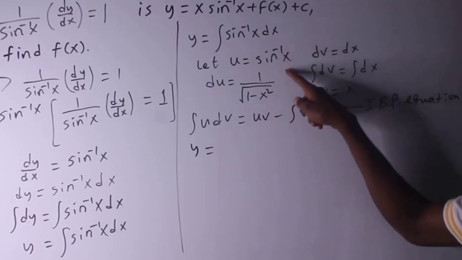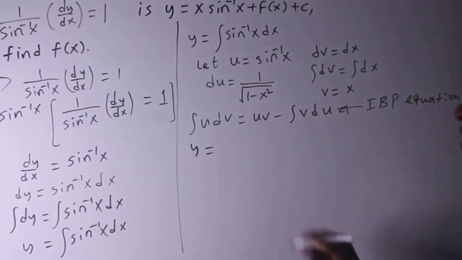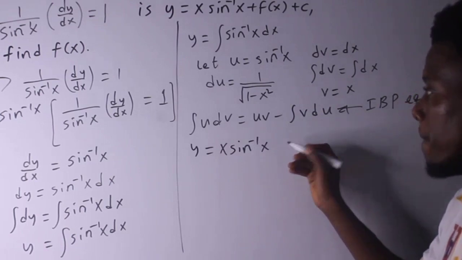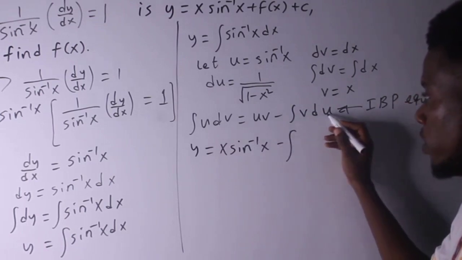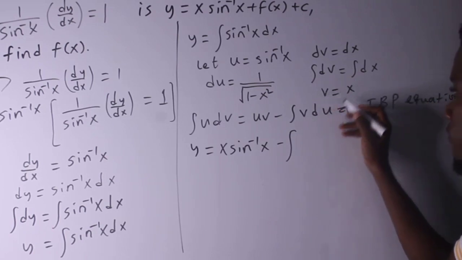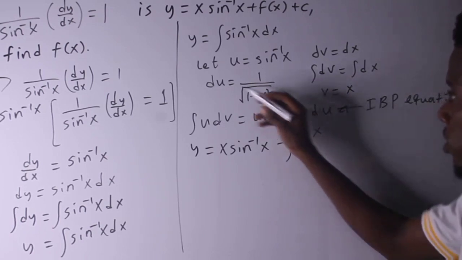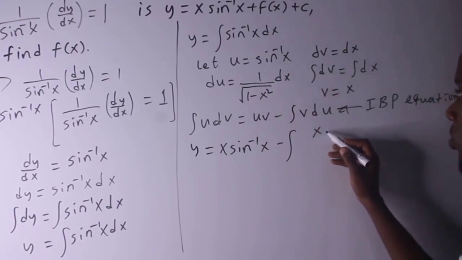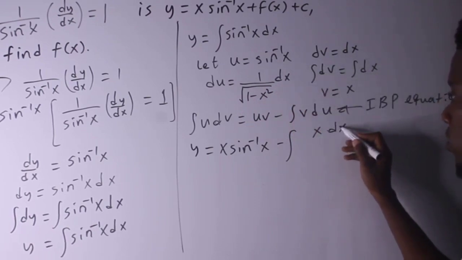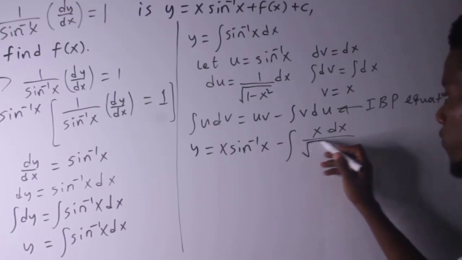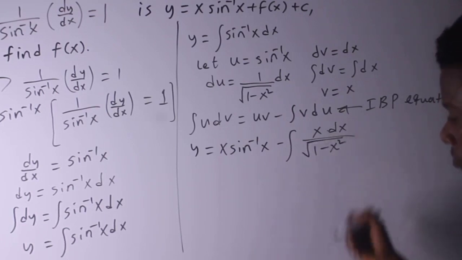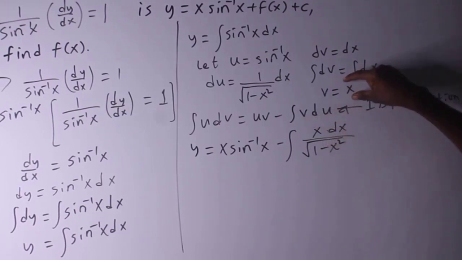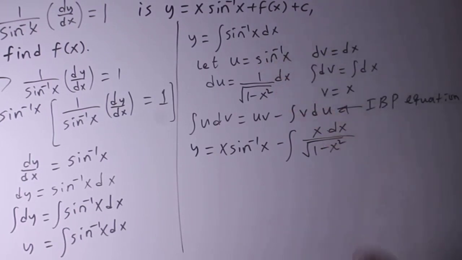So sine inverse of x times x is x sine inverse of x. And then we have minus the integral of v du. What is v? v is x. Remember, du, you have to differentiate, so you have to get the sine inverse there. So du is dx over the square root of 1 minus x squared. That's what we have. So v du, v times this, is going to give you this.